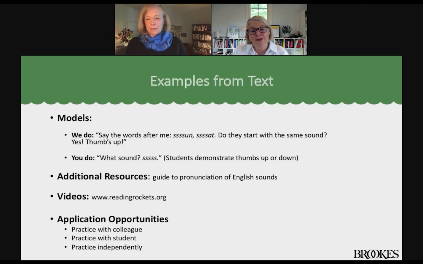In examples from the text, we do a lot of modeling, just as Marty talked about: I do, we do together, lots of we do together, and then we ask kids to do, show us the sound that you hear. There are many resources in our book to help make sure that all instructors are pronouncing the English sounds correctly. Reading Rockets has wonderful videos. And we have ample opportunities for practice as you are becoming a proficient, efficient instructor. Next slide.